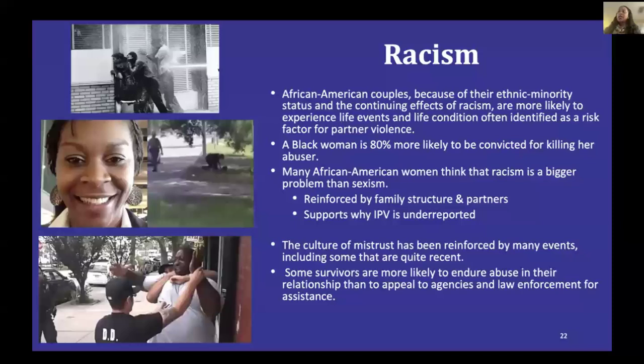The culture of mistrust has certainly been reinforced by many events, including some that are quite recent, as you can see here, whether it's back in the 60s at the top, at the height of the civil rights movement, when African-Americans were being mistreated, water hoses were sprayed on them to stop them from protesting and having a voice, to Sandra Bland, to Eric Garner down at the beginning. And so some survivors are more likely to just endure the abuse in their relationship than appeal to attorneys, agencies, and law enforcement for assistance.